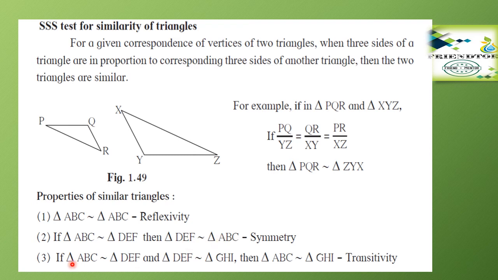Next is transitivity. In transitivity, if triangle ABC is similar to triangle DEF, and triangle DEF is similar to GHI, then the first triangle is similar to the third triangle, that is ABC is similar to GHI. This is called transitivity. So these three properties are satisfied by similar triangles.